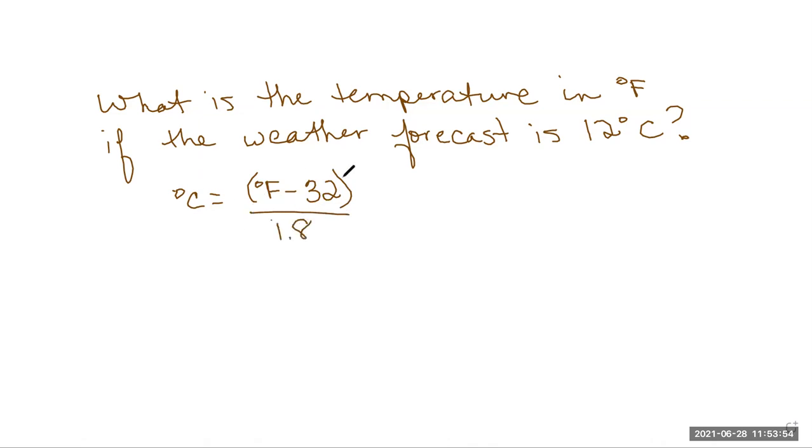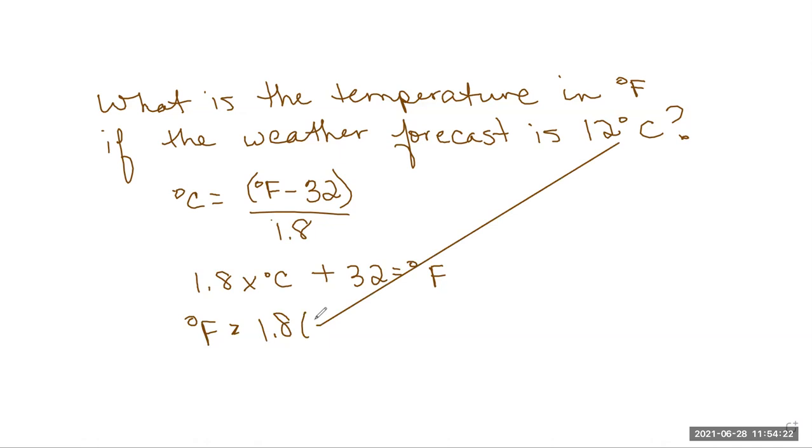then if we manipulate the equation, we know it's 1.8 times my degrees Celsius plus 32 is going to be equal to degrees Fahrenheit. Okay, so how do I get that? I multiplied both sides by 1.8, and then I added the 32. So now we can just fill everything in. 1.8 times 12 degrees.